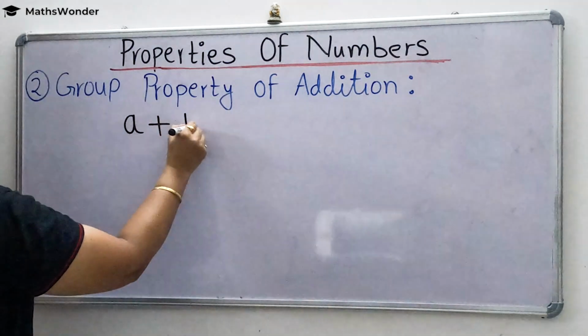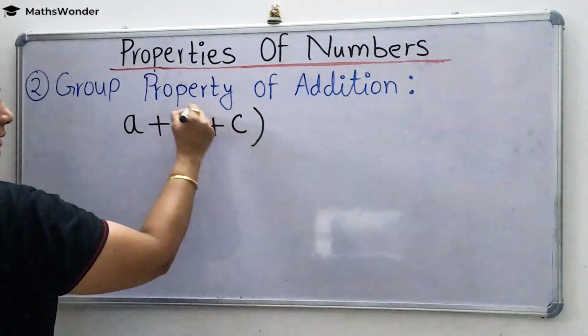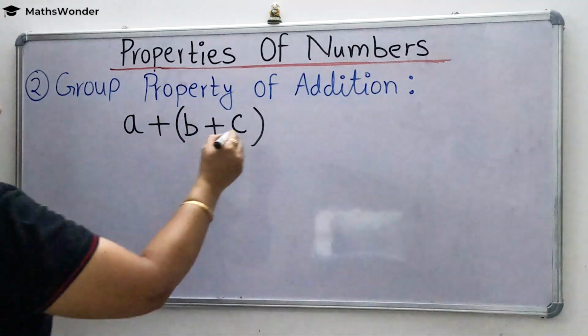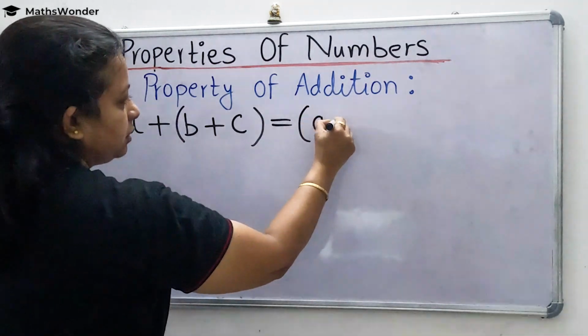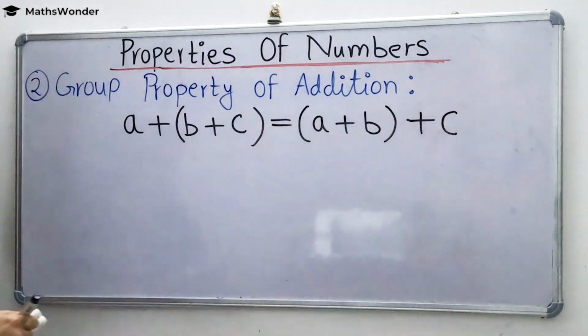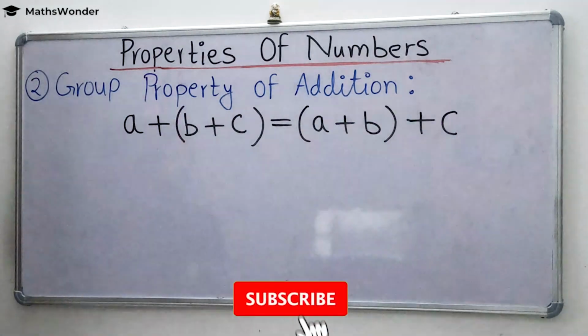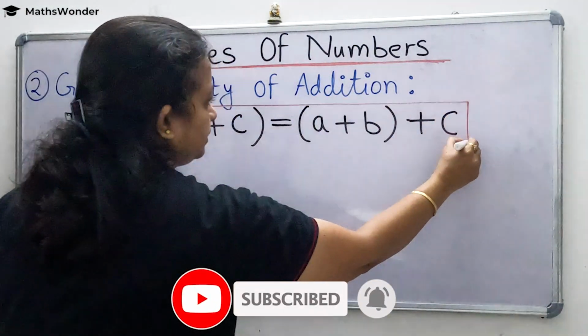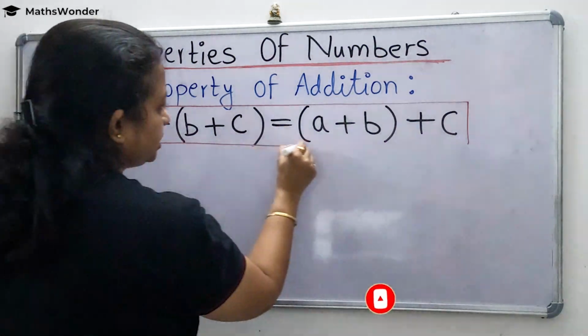A plus B plus C. Suppose we have three different numbers, okay? And when you change the group, then they will become the same addition.